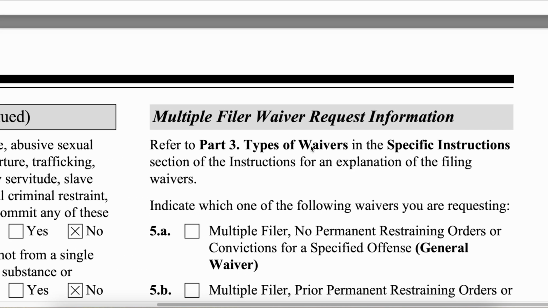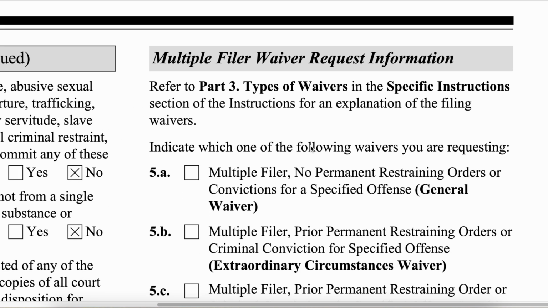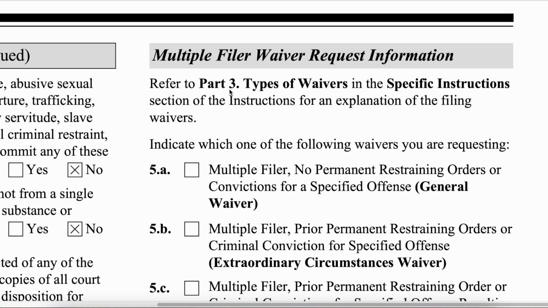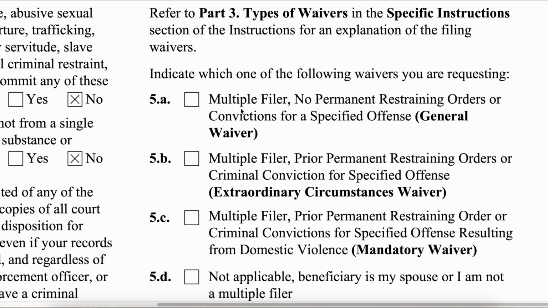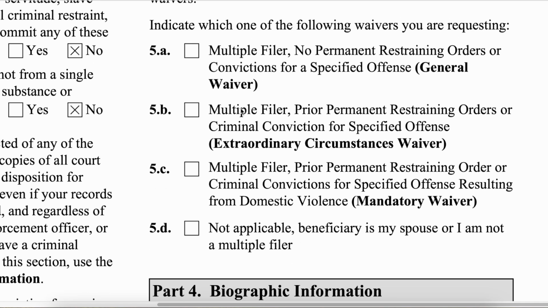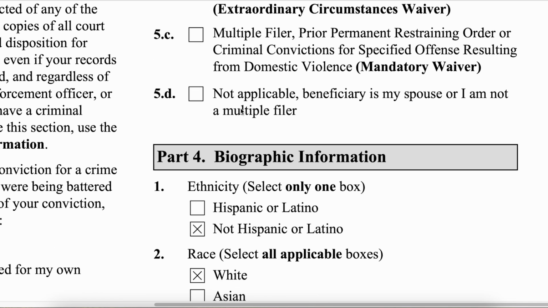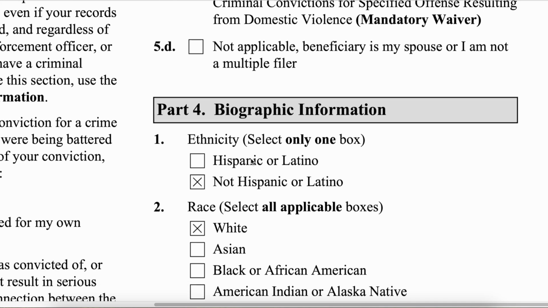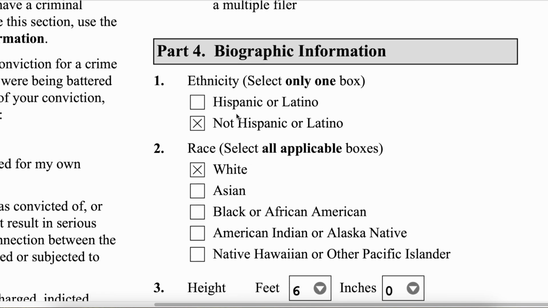Okay, multiple filer waiver request information. Refer to Part 3, Types of Waivers, in the specific instructions section of the instructions for an explanation of the filing waivers. Since we did not use any type of waiver, we just left this blank. Then Part 4, Biographic Information. So this is for the petitioner.